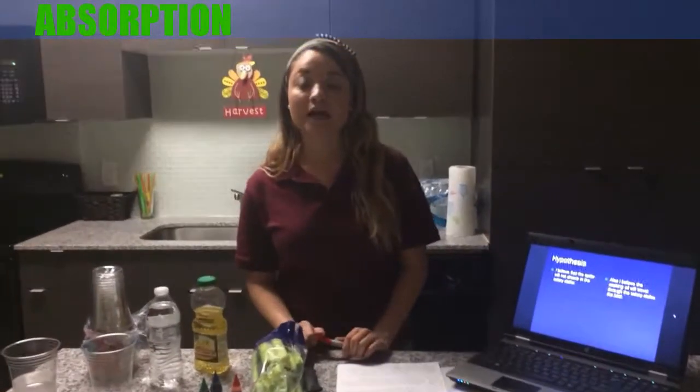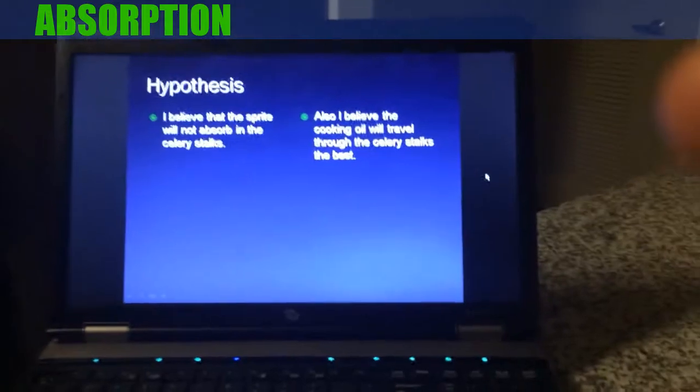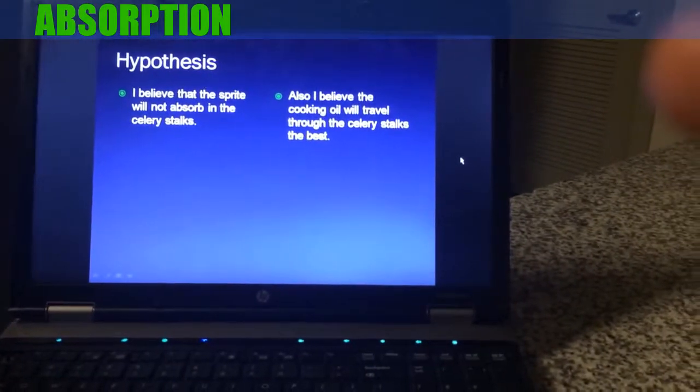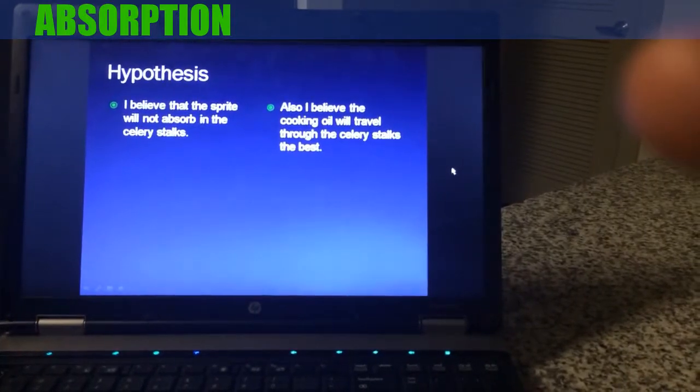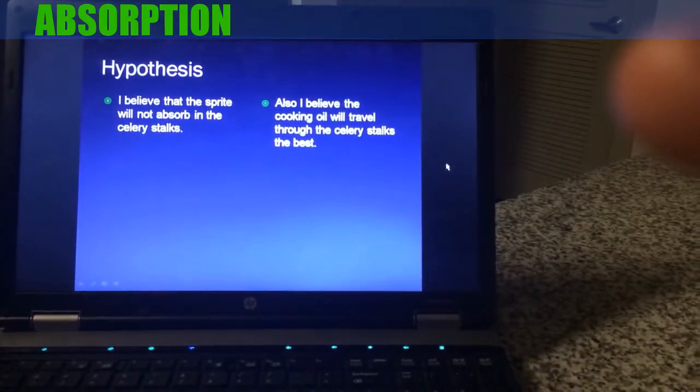So I had 2 hypotheses in this experiment, one of them being that I believe that the Sprite would not absorb in the celery stalks, and the other being that the cooking oil will travel through the celery stalks the best.